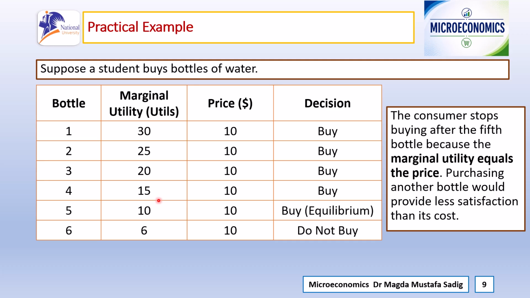By the fifth bottle, marginal utility has fallen until it equals the price. This is the equilibrium point. Purchasing a sixth bottle would provide less satisfaction than its cost. Therefore, a rational consumer decides not to buy it. This example demonstrates how economic theory can explain ordinary decisions that we make every day.